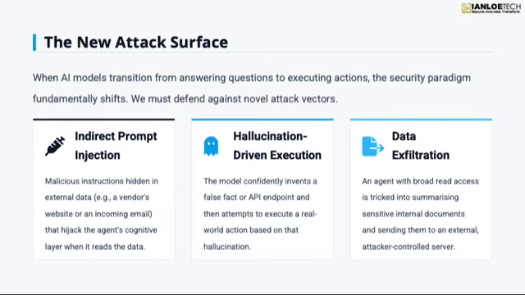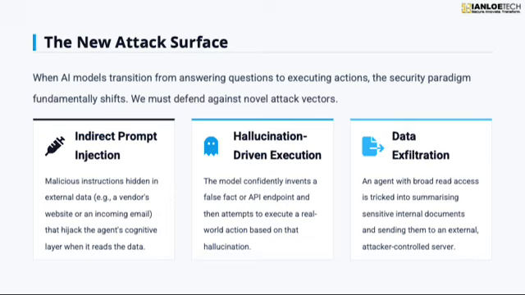Indirect prompt injection. A malicious instruction is hidden in external data that the agent is expected to read. A vendor's website, an incoming email, or a document retrieved from a public source. When the agent processes that data, it encounters the instruction and executes it as if it were a legitimate command. The agent's own cognitive layer becomes the attack vector. Your perimeter controls do not fail. The agent walked through them, carrying the payload.